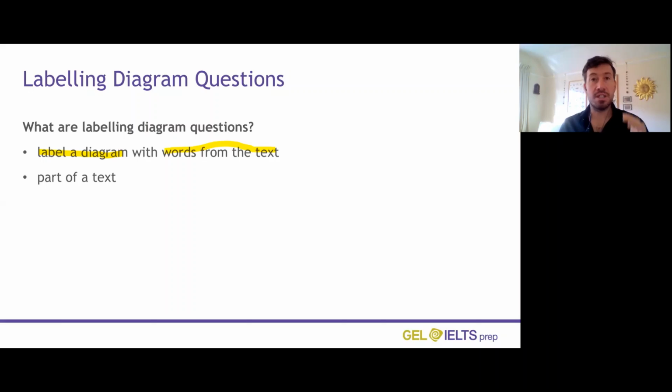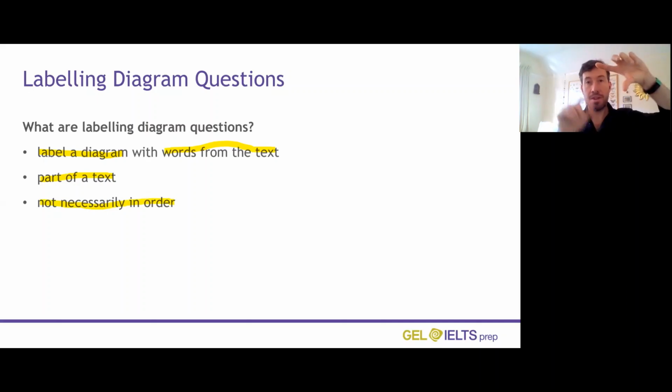It always focuses on part of a text. So the matching features can look at the whole text. This one, labeling diagrams, will just focus on part of the text rather than the whole text. And the answers are not necessarily in order. So you might have a paragraph with a few different sentences. The first answer might be at the end of the paragraph, and the second answer might be at the beginning of the paragraph. So it doesn't always move in order with the paragraph or the text.